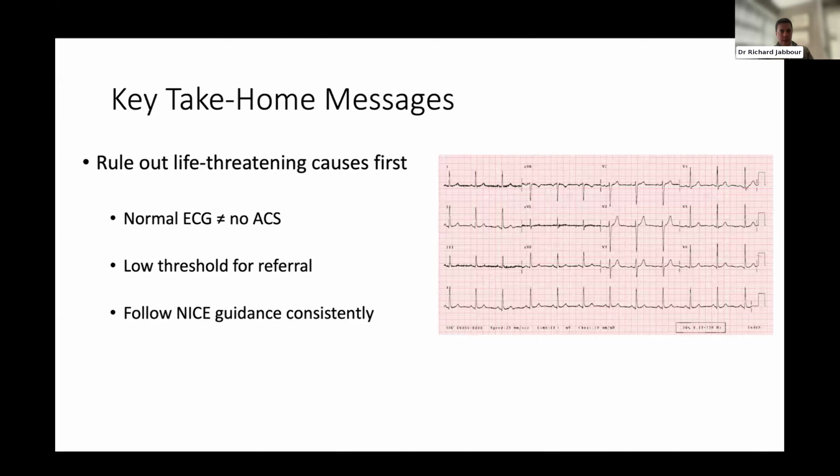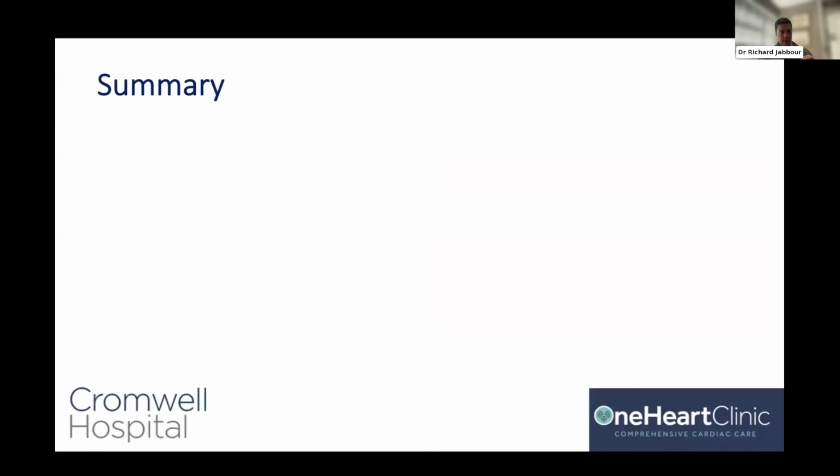So the key take-home messages: it's important to rule out the life-threatening causes first. So observations, characteristics in the history. A normal ECG does not equal ACS. Have a low threshold for referral, and I'd urge you to follow the NICE guidelines consistently, as they really do set out very objective measures.